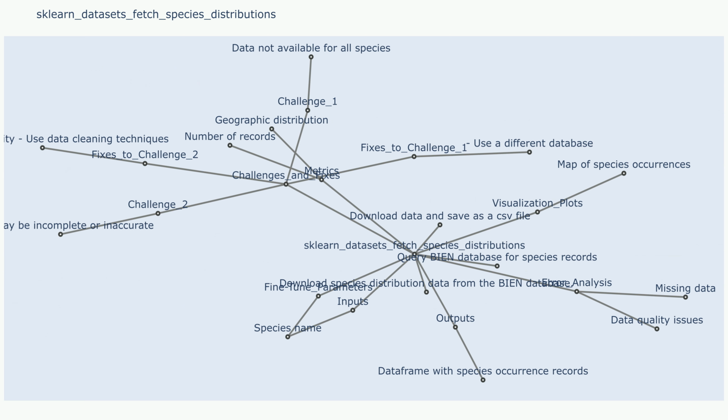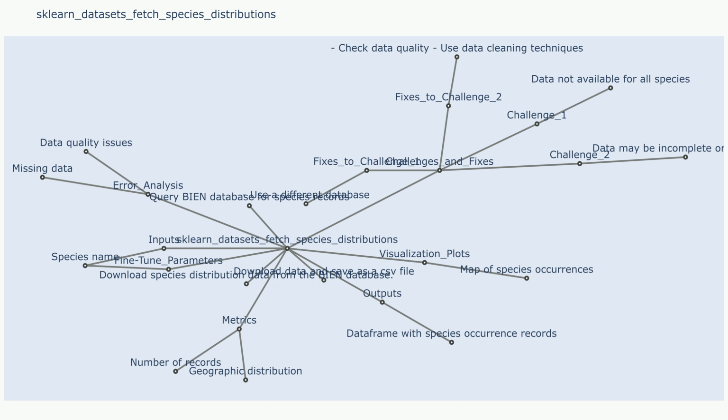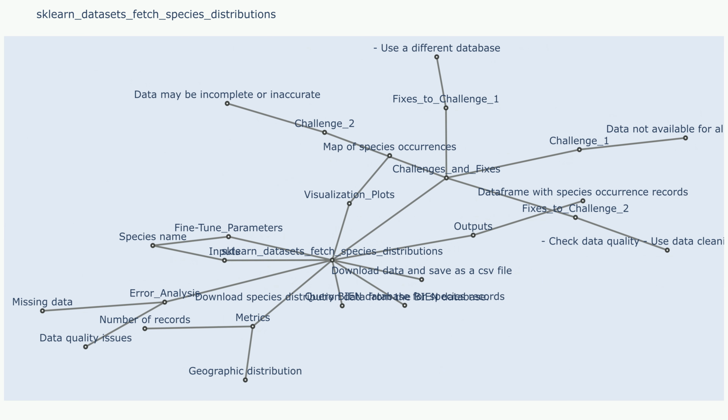Outputs: data, a dictionary containing the following keys. Data, a NumPy array containing the environmental data for each grid cell. Target, a NumPy array containing the presence-absence labels for each grid cell. Samples, a dictionary containing information about the species and the data. Feature names, a list of strings describing the environmental variables. X, y, a tuple containing the features X and labels y if return X y is true.